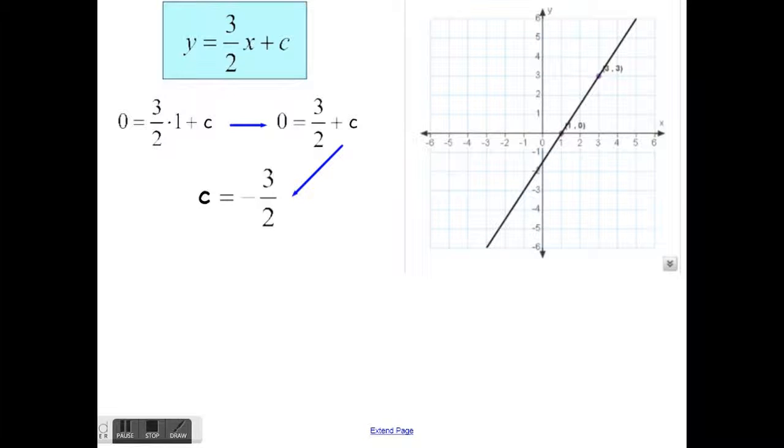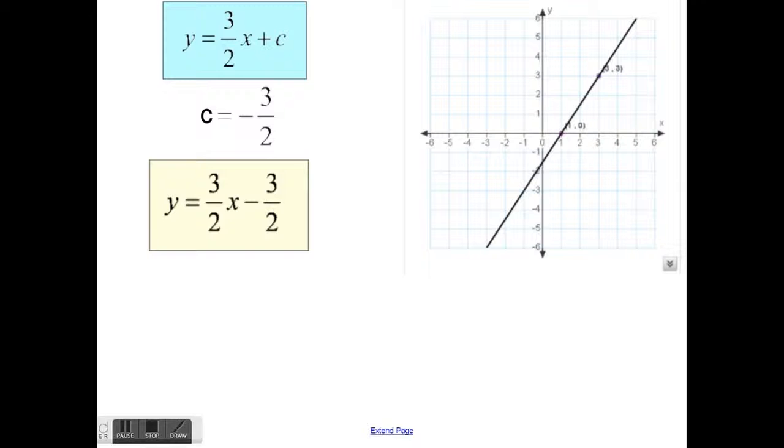Then to get c by itself, I have to bring 3 over 2 to the other side. That's supposed to be a negative 3 over 2, because I bring 3 over 2 to the other side of my equation, so it becomes the opposite, so it should be negative. So c is equal to negative 3 over 2. Now I just put that back into my original equation here. So my final answer, y = 3/2 x - 3/2.